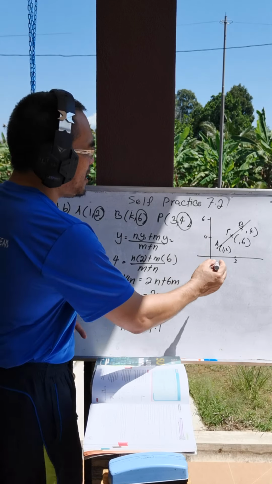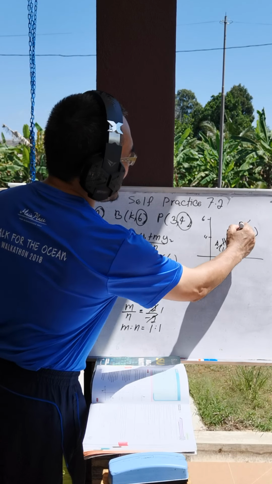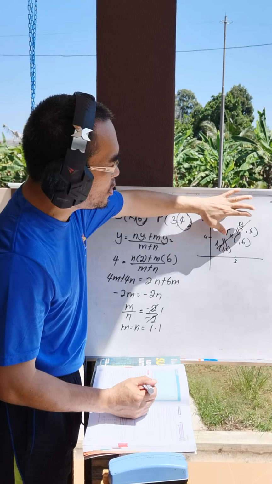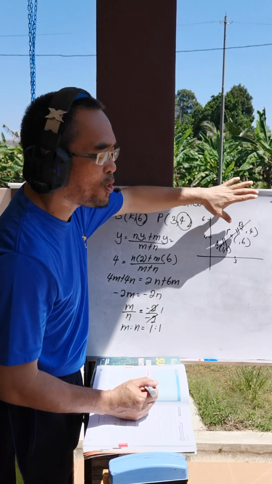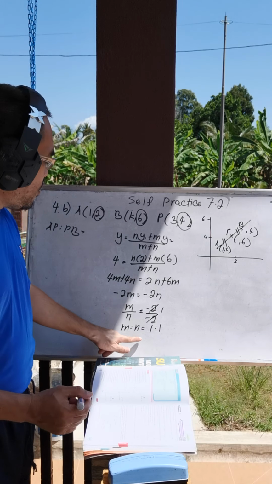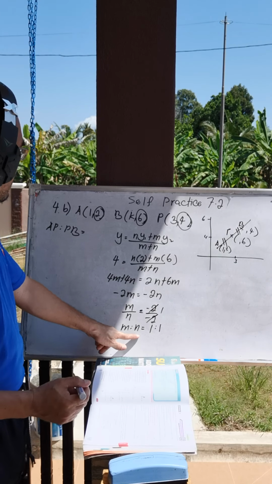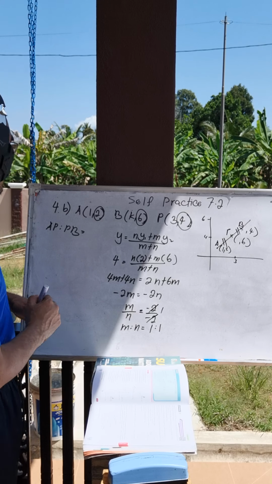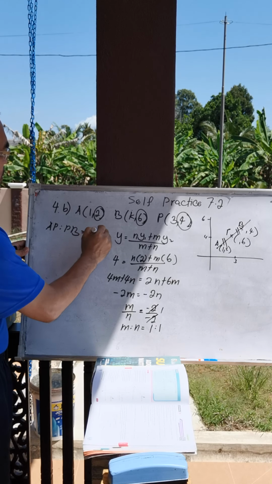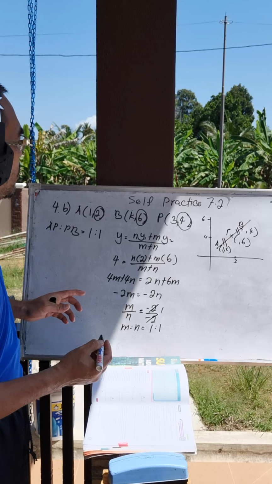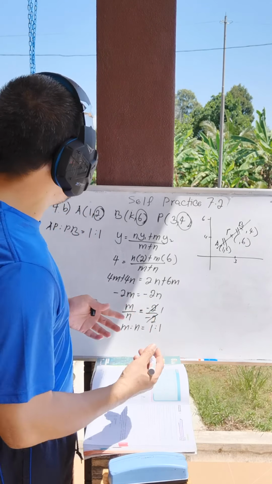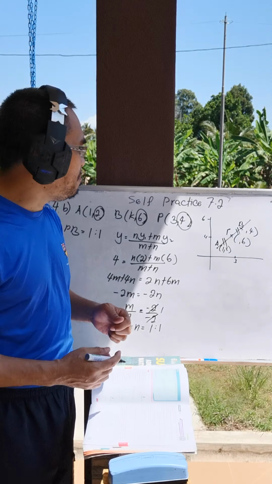It means P is in the middle. It's not shorter, even though the drawing shows that P to B is shorter than A to P. But when we calculate, we get that the values are exactly the same. So AP to PB will be 1 to 1. In other words, P is the midpoint between A and B.